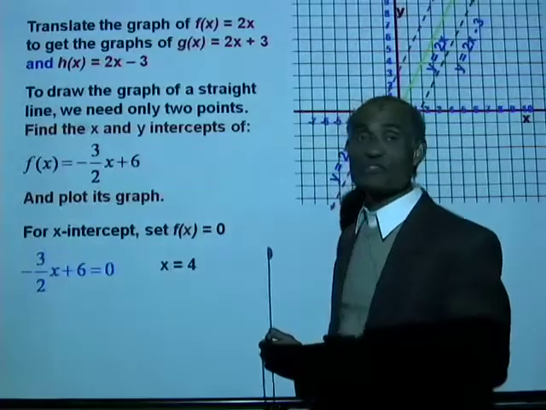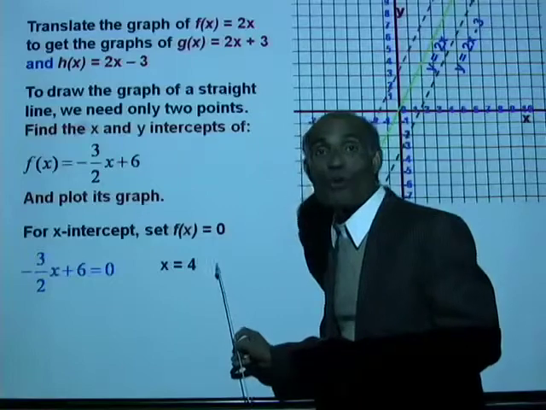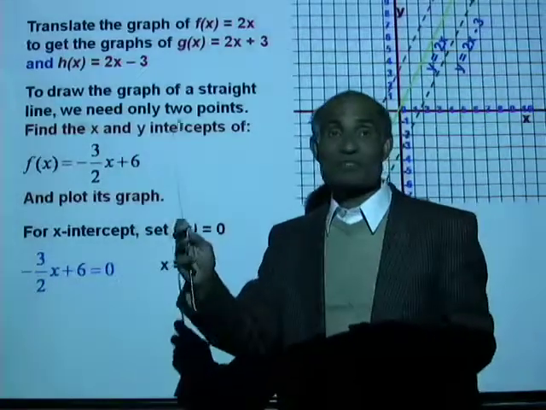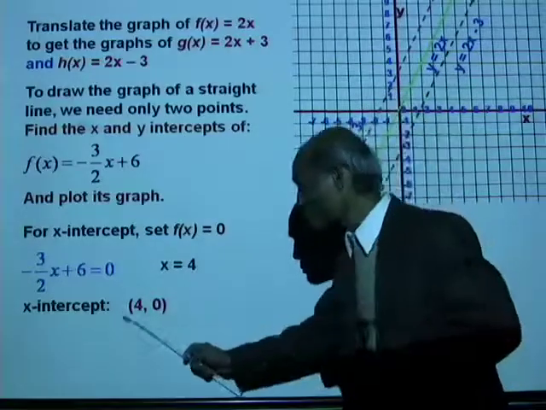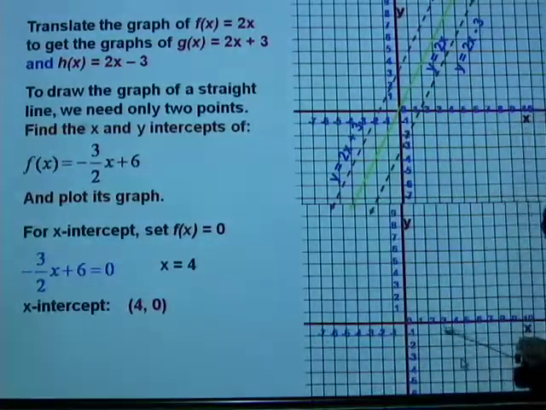So what is the x-intercept? X-intercept will be x equal to 4, y equal to 0. At the x-intercept, the function value is 0. So this is the x-intercept, 4, 0. Now mark that this is the x-intercept, 4, 0.